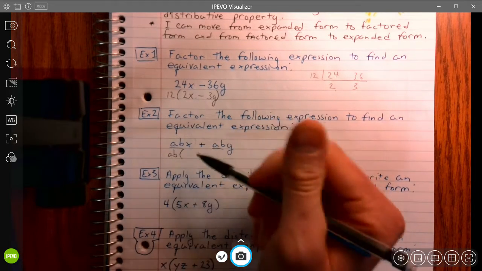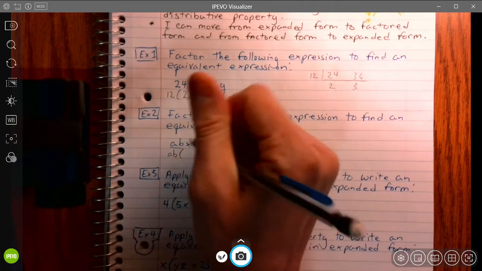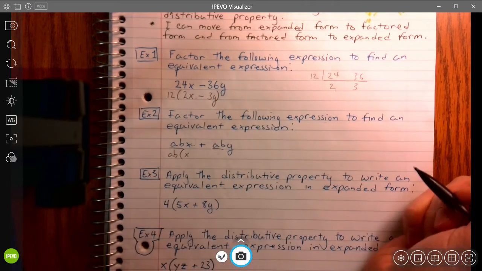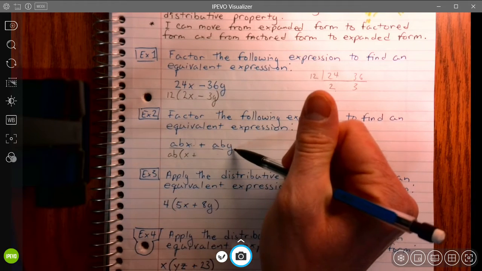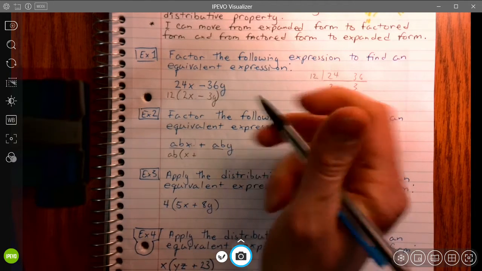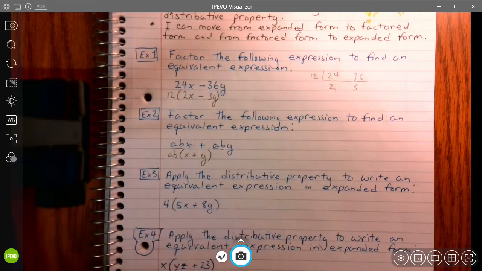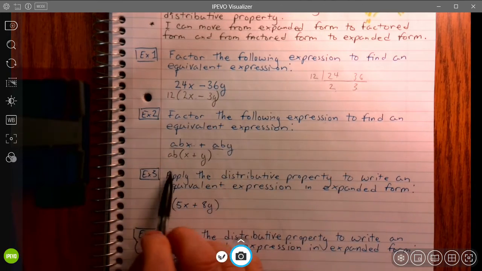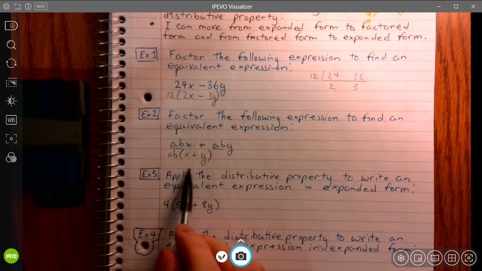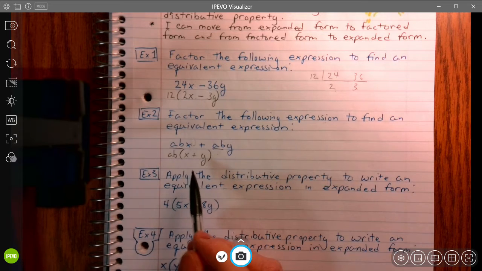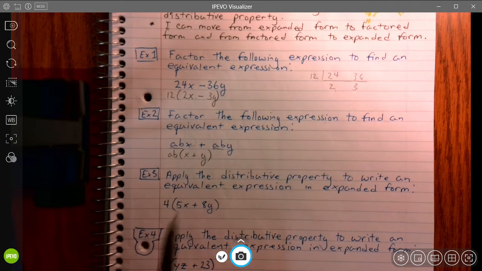Okay? And if I pull the AB out of this term, what am I left with? I'm just left with the x. And if I pull an AB out of this term, what am I left with? Just left with a y. Okay? So, how does this expression factor? How can I pull this apart to two separate factors? I can pull out the AB, and then I'm left with AB times x plus y.